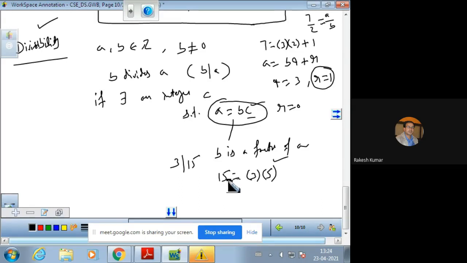But if we say that B does not divide A, we can write down this symbol. It means it is not exactly divisible. So we can take the example: 4 does not divide 11, but 4 divides 12. So this is the meaning of divisibility.